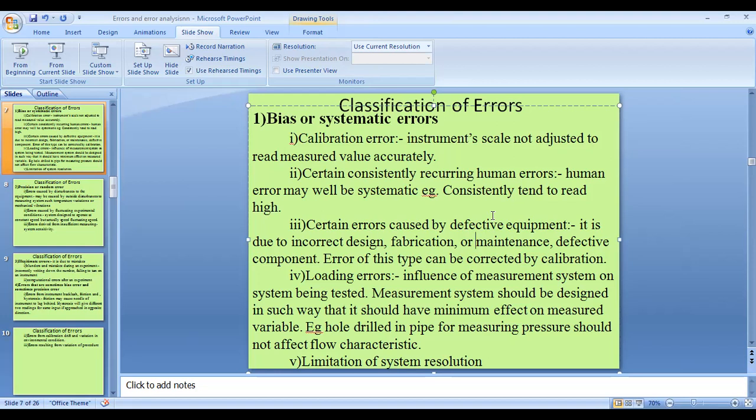Then comes limitation of system resolution. If the resolution is not proper, it will give error.